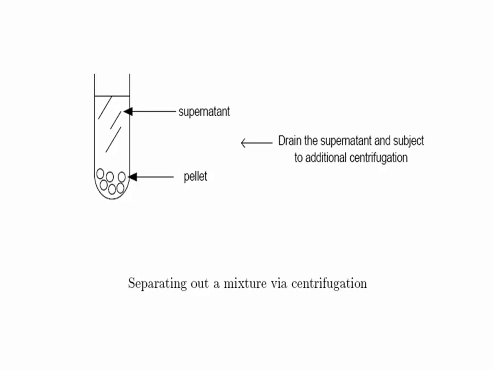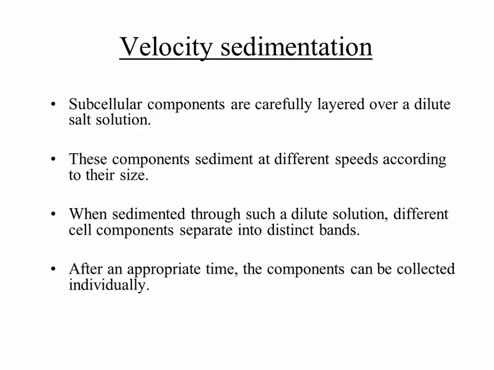And this is the picture. You have a test tube. You have centrifuged the contents of this test tube at a high speed, and you have some pellets that have accumulated at the bottom, and at the top you have the supernatant. So you can go ahead and drain the supernatant into another test tube, and then centrifuge it a second time at a different speed to achieve further separation. So that's the first method, that's centrifugation.